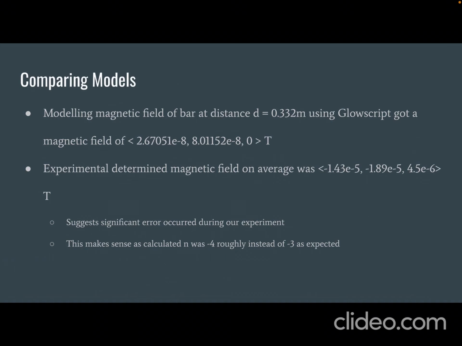which suggests a significant error during the experiment, which makes sense as in the Biot-Savart law, the distance dependence is only r to the power of negative 3, while we calculate r to the power of negative 4 from our experimental results, which already suggests a significant error in the experiment, as if we were to get a fully accurate one, we should have a negative 3 as known from models before in previous experiments.